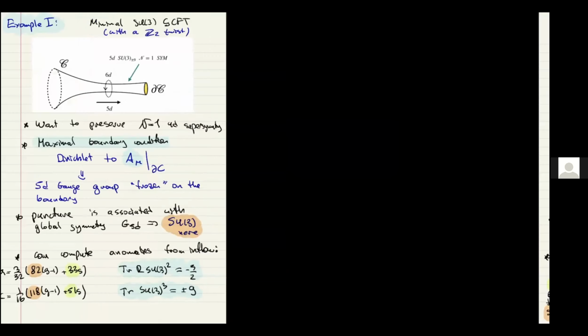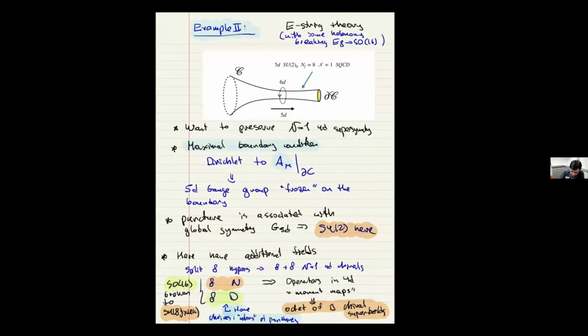Yeah. So let me then quickly go over the same story for the E string. Again, if you take an E string with some holonomy on a circle, you get an SU2 gauge theory with N_f equals 8 in 5 dimensions. And again, I believe Sakura has already discussed this yesterday. And again, we can do the same story. We can freeze this SU2 symmetry on the boundary with the proper boundary conditions. However, here we have also matter multiplets. So we need to choose some boundary conditions for them also.